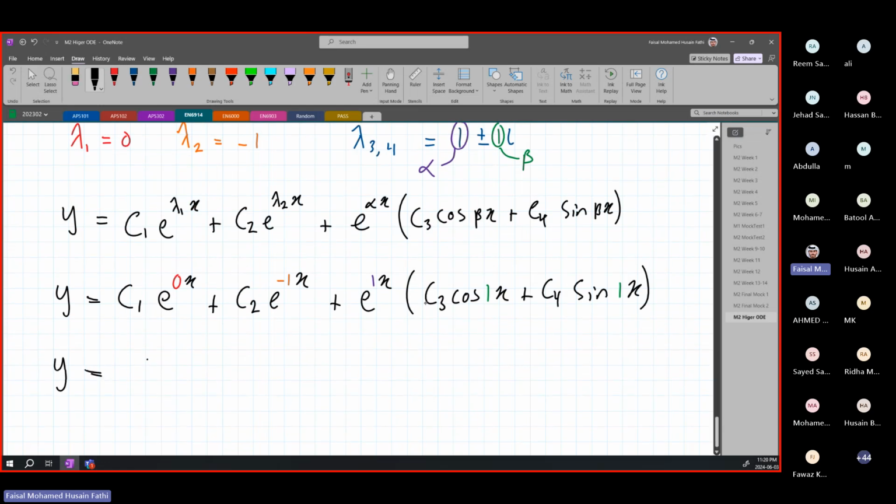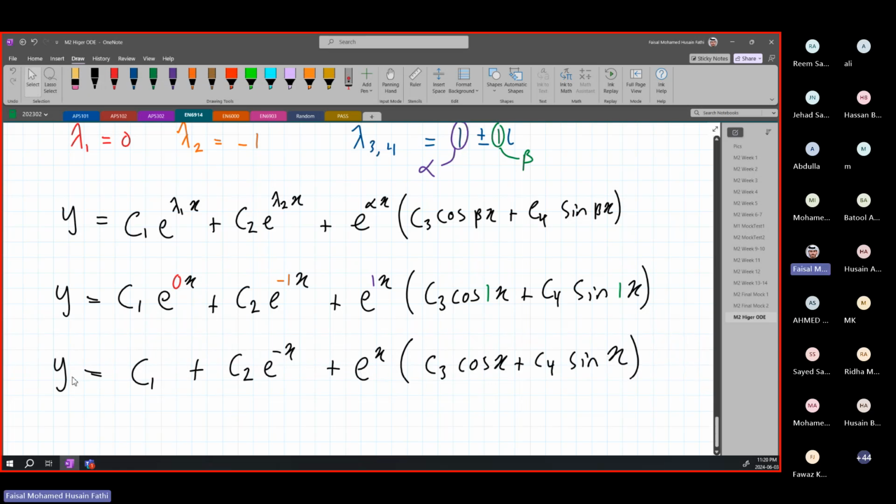So here it's going to be c1 e to the power of 0 is 1, I mean, plus c2 e to the power of minus x plus e to the power of x into c3 cosine x plus c4 sine x. And this is your general solution.